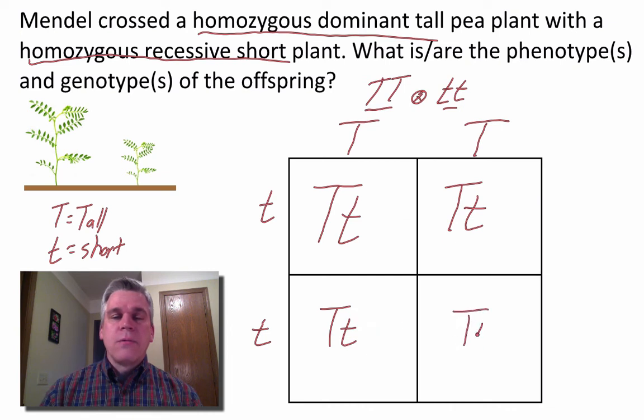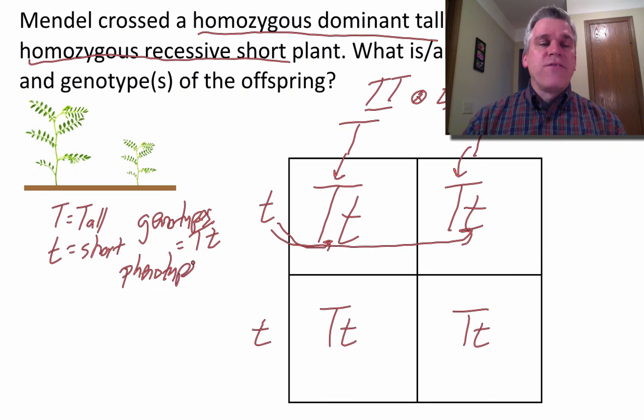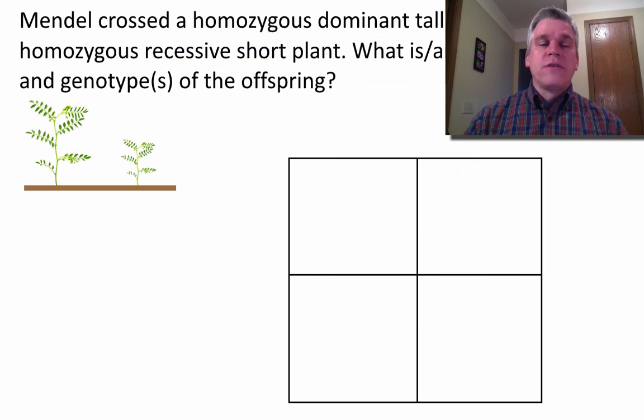And down below, let's start with the genotypes. All of these are the same. So the genotypes are all big T, little t, or heterozygous. The phenotypes: because the dominant allele says tall, the recessive says short, and the dominant allele is always expressed, this is going to be a tall plant, tall plant, tall plant, tall plant. So all of these offspring will be tall.